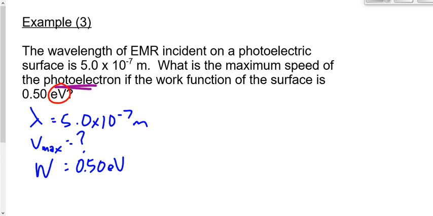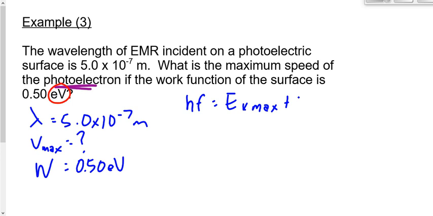Who can tell me which equation I'm going to use? Austin was the only one within 5 seconds that gave me an equation, and he gave me the right one, the one that I'm going to try here. Nobody else gave me one within 5 seconds, so even if Austin hadn't, we're going to use the one with the star: hf is equal to EK max plus W.